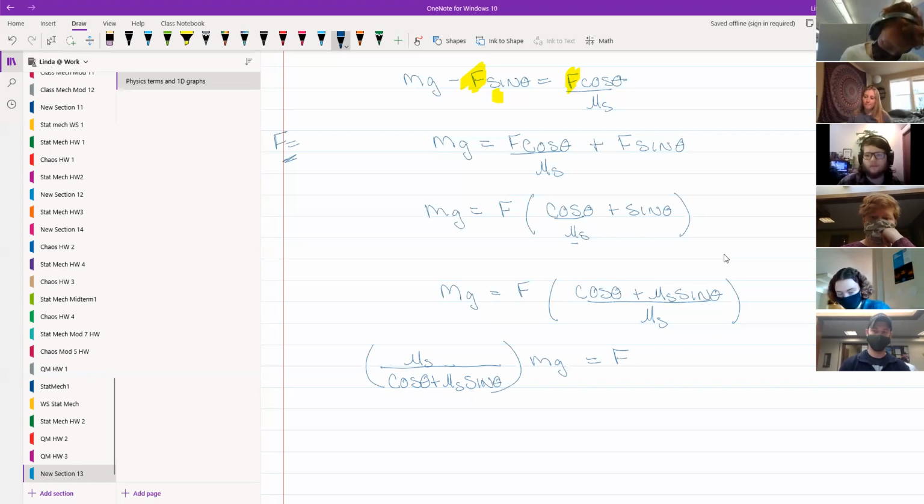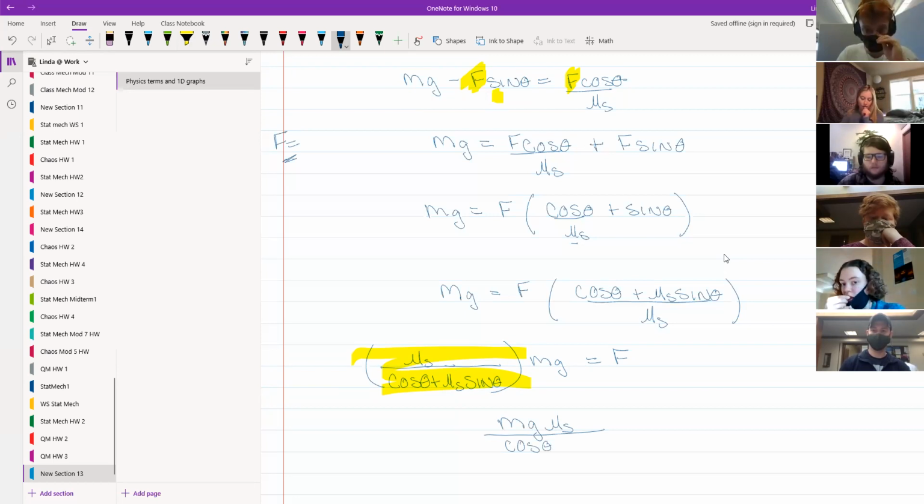If you do have questions, feel free to set up office hour times if you want to work through more of these and get comfortable with it. Now for mastering, what I can say is they don't want this form. They don't want parentheses everywhere. So now we can just distribute the mg. My final form would be like this: mg mu s over cosine theta plus mu s sine theta. And there we go.